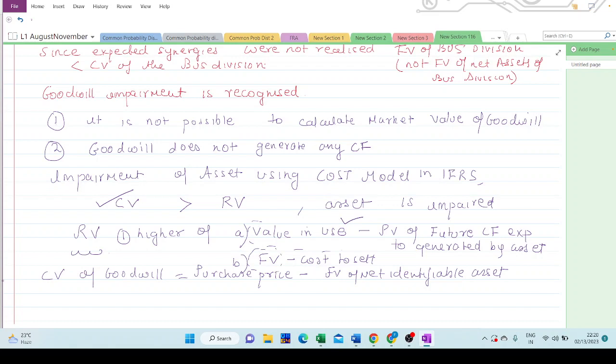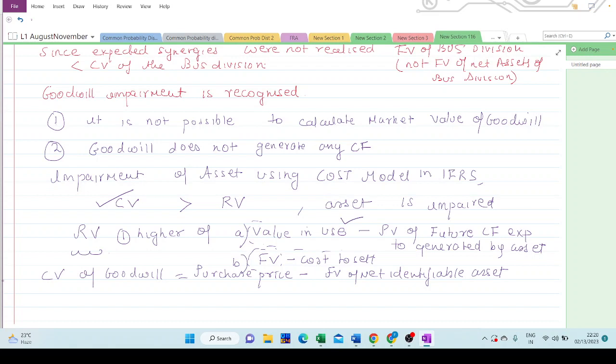So goodwill alone can't generate cash flows. Goodwill alone cannot generate cash flows, right? Goodwill alone cannot generate cash flows.